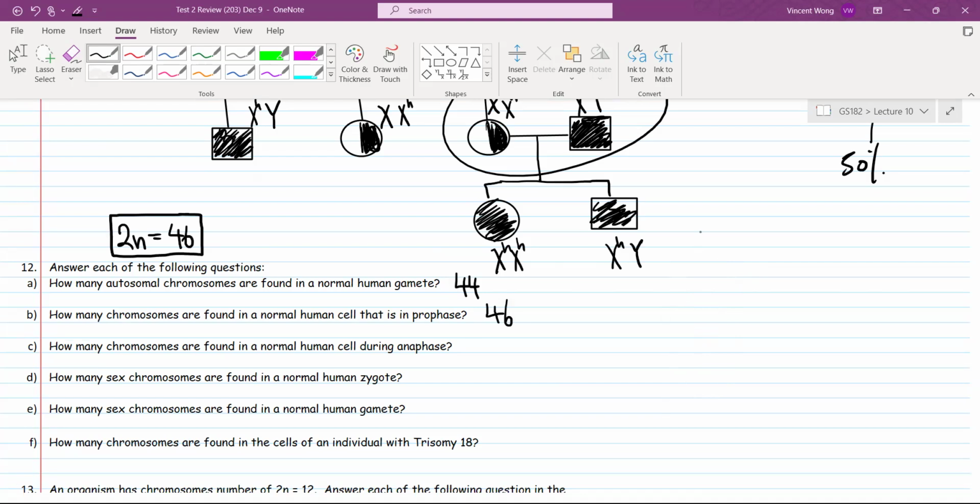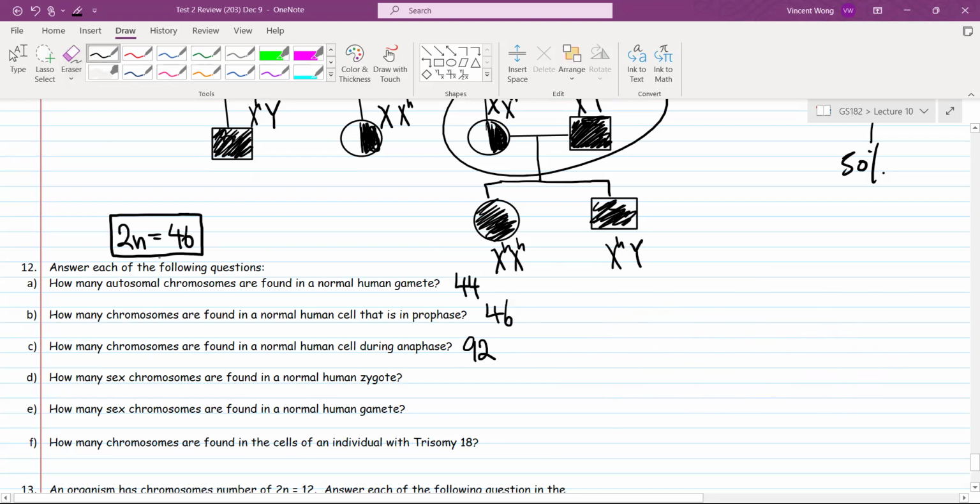Next, how many chromosomes are found in a normal human cell during anaphase? In anaphase, the chromosomes would have been separated, so you count them as separate chromosomes, which means there will be 92. At metaphase, they all line up like that, so that's like 1, 2, 3, 4. But once you separate them, then it's 8, right? So same concept here. We doubled it.